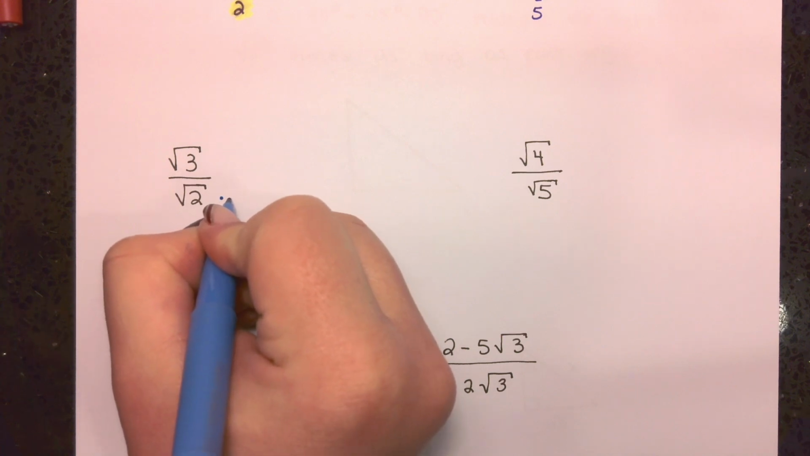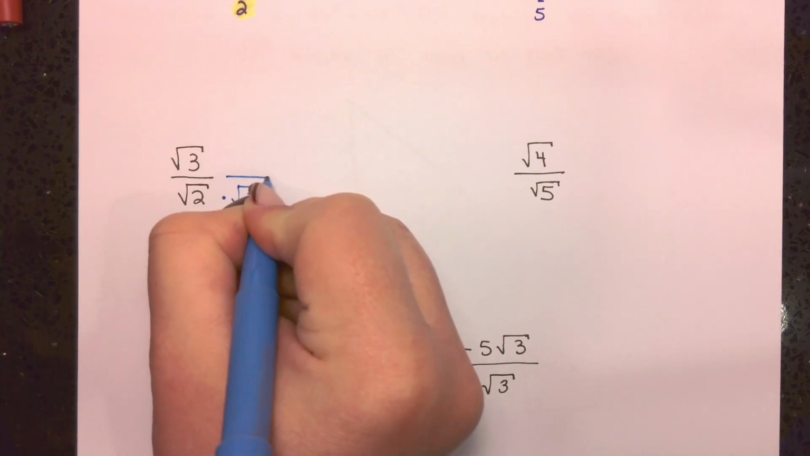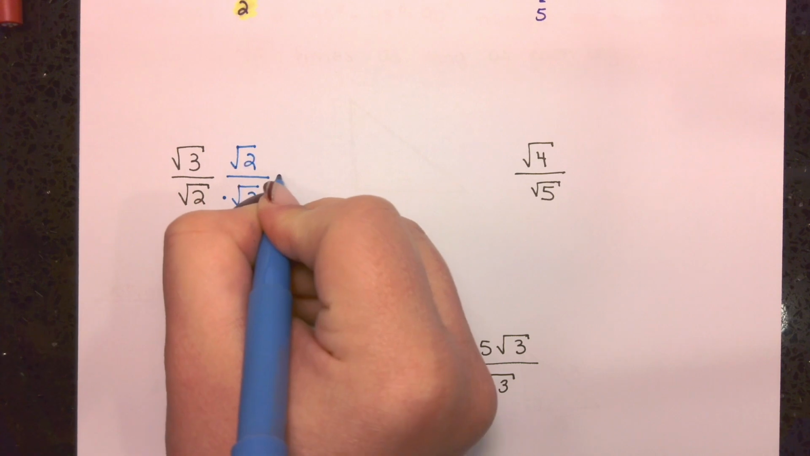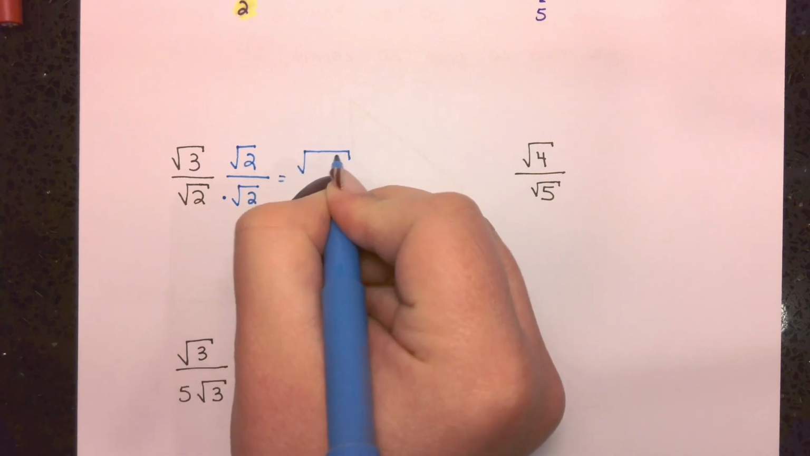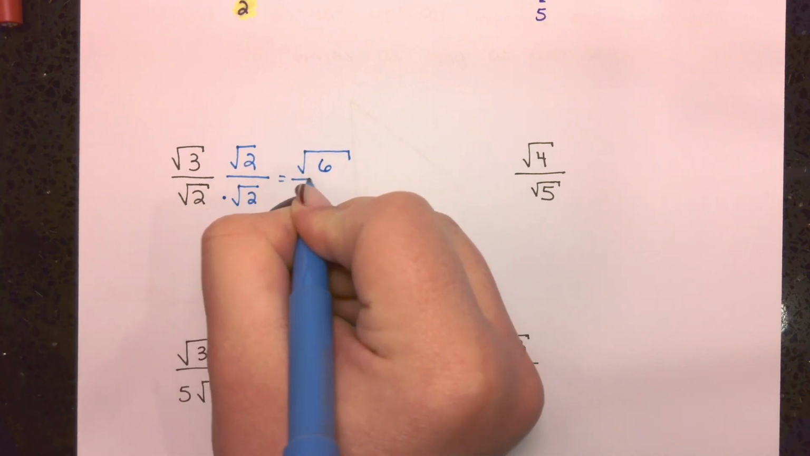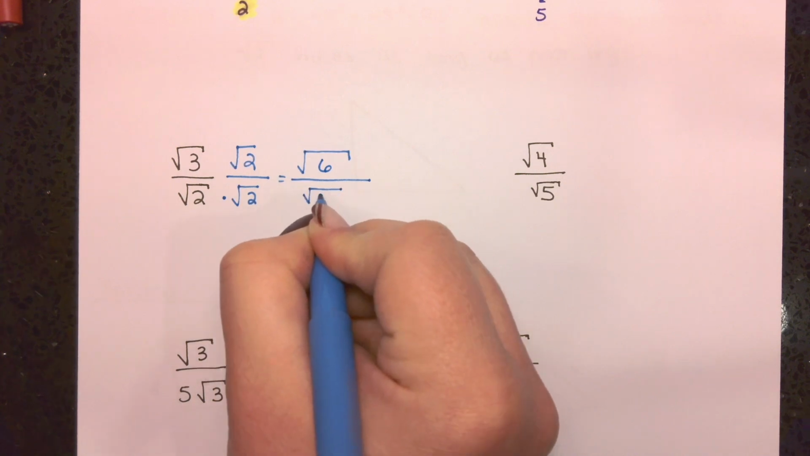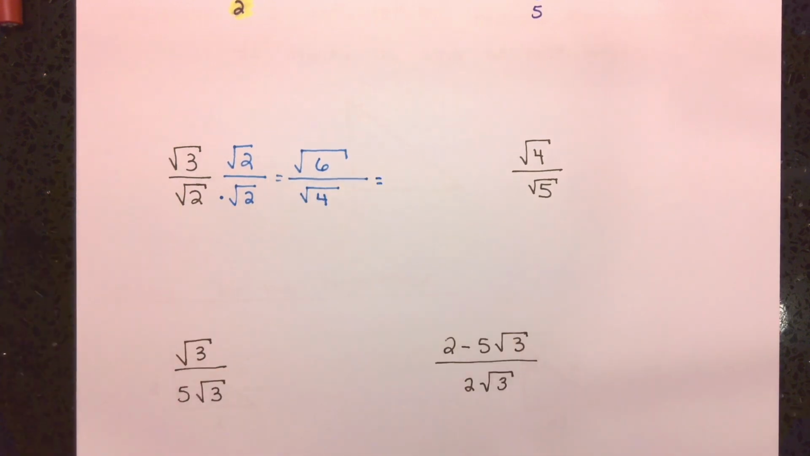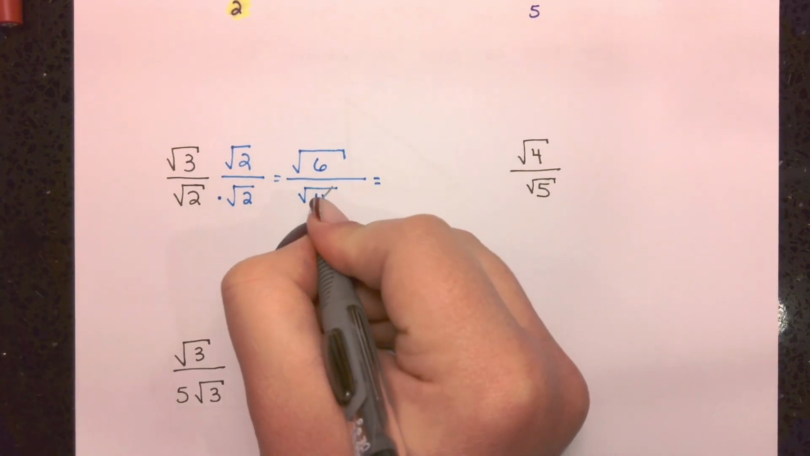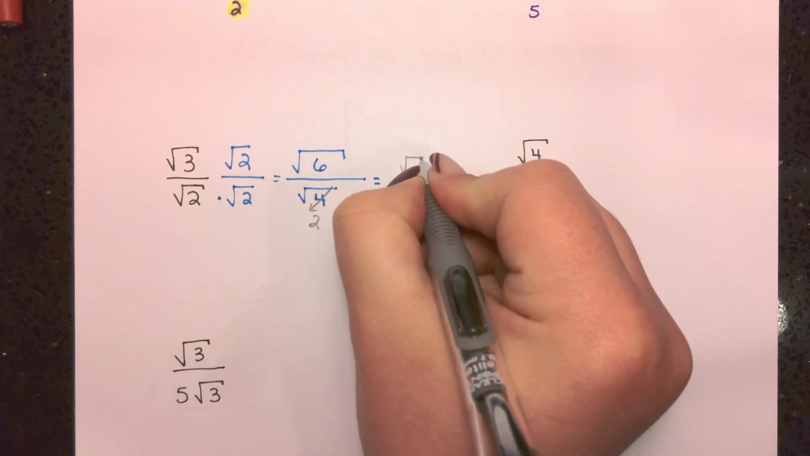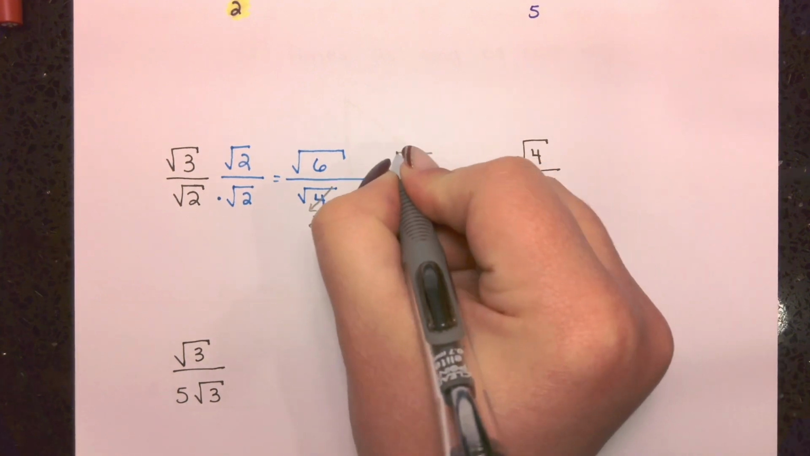You're going to take that radical and only that radical. You're going to multiply top and bottom. You're going to multiply on the inside. So we got 3 times 2 is 6. We got 2 times 2 is 4. And then you can continue to simplify. For example, square root of 4 is 2. So we got square root of 6 over 2 as our answer.